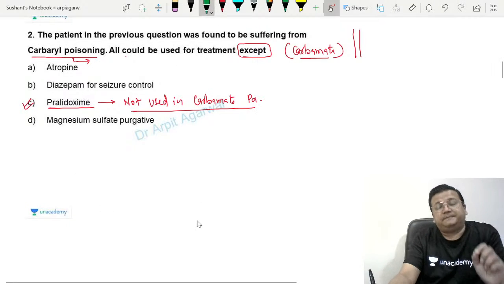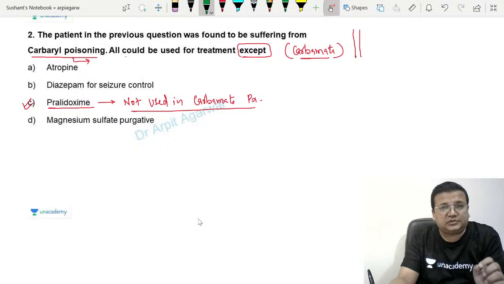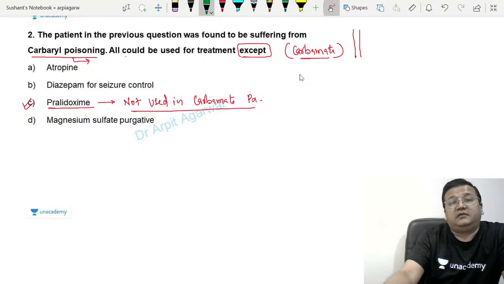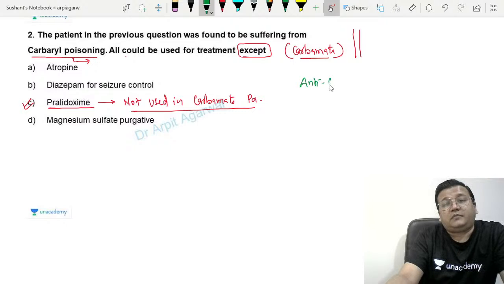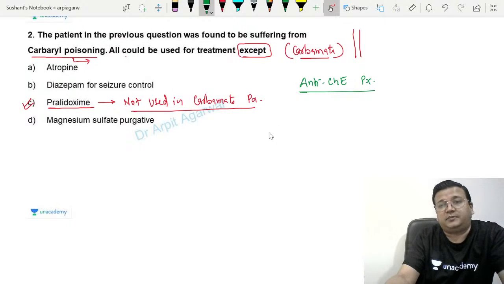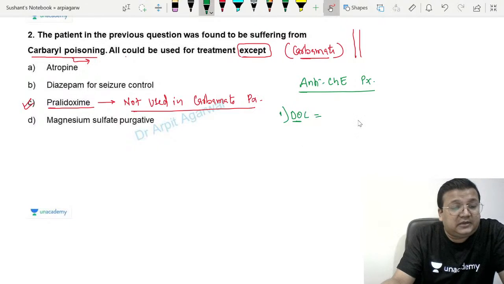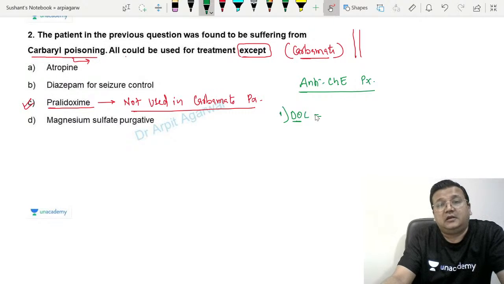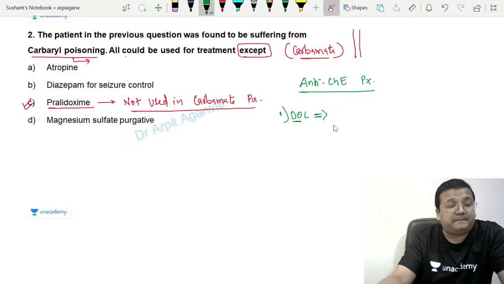So let's come to the treatment of what we call anticholinesterase poisoning. First you make the diagnosis. To make the diagnosis, you need key symptoms, and then you come to the treatment. You have a case of anticholinesterase poisoning, whether organophosphorus or carbamate. The drug of choice, I hope everybody knows. Nivita, Aditya, what is the drug of choice here? Which drug will you use? What is the best drug to treat?